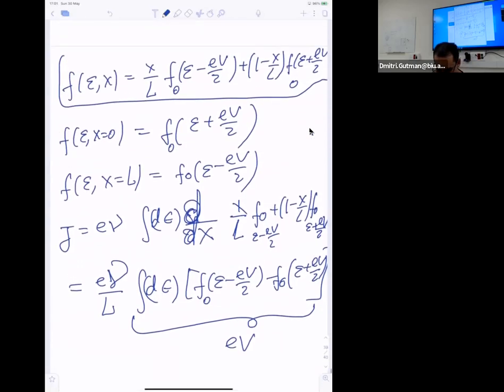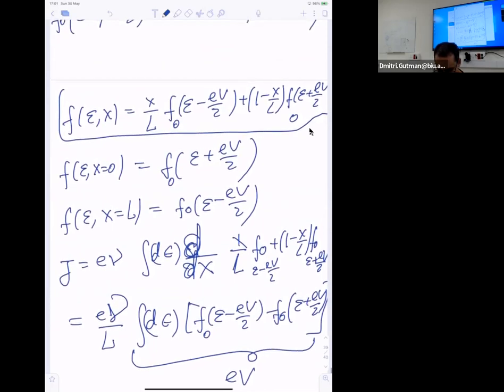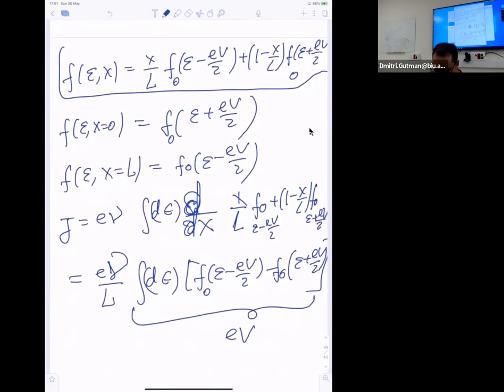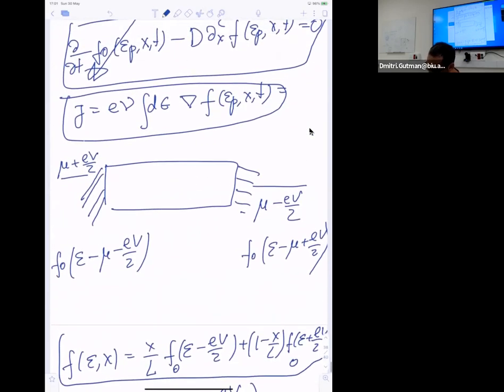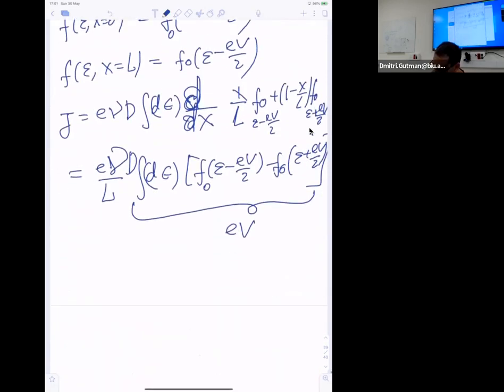Sorry, I forgot something. The equation was not just the second derivative. Current was the derivative times the diffusion coefficient, so the diffusion coefficient is here. So I end up with e nu d divided by L times eV. And this was the current density.